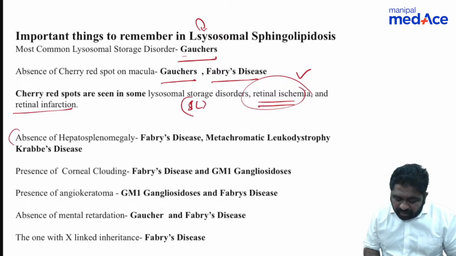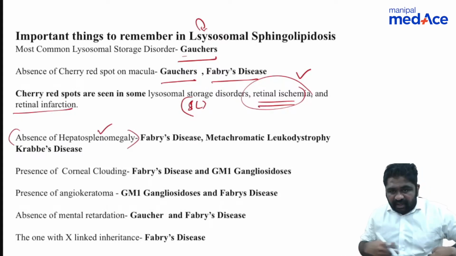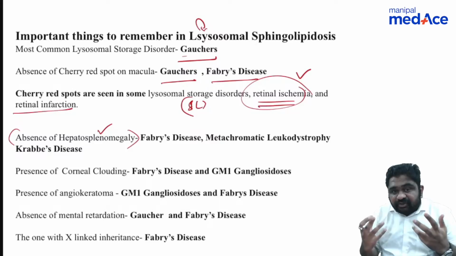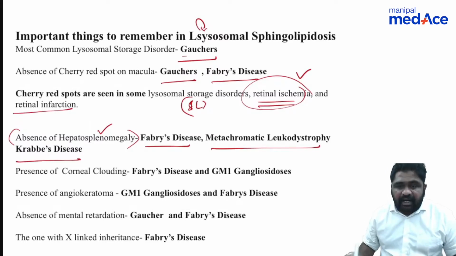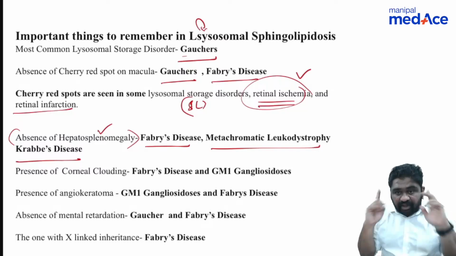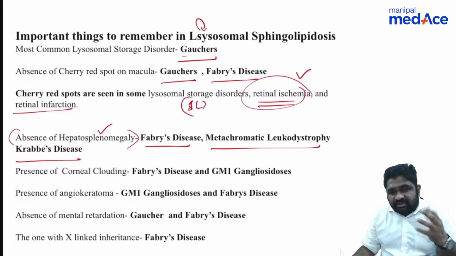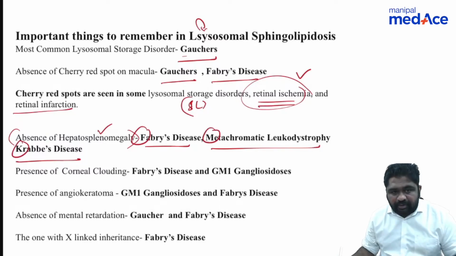And where will you find absence of hepatosplenomegaly? In Gaucher's disease, you will have hepatosplenomegaly, but where will you have absence of hepatosplenomegaly? In Fabry's disease, in metachromatic leukodystrophy, in Krabbe's disease. Remember, galactocerebroside will not accumulate in the liver to cause hepatosplenomegaly. That is an important point. Metachromatic leukodystrophy happens in the brain, not in the liver. Fabry disease is not going to cause hepatosplenomegaly. In case of Fabry's, you will not be having hepatosplenomegaly.